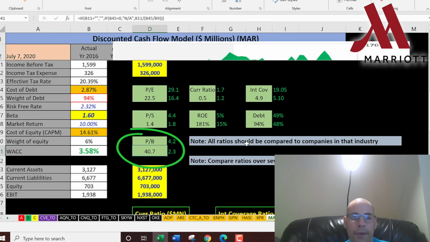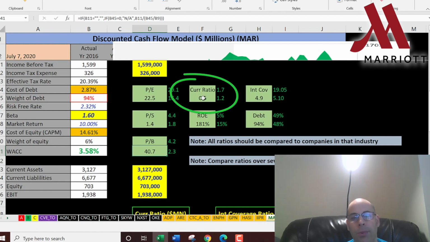It's because they have so much debt on their balance sheet, it makes the price to book look so much worse. Current ratio 0.5, so they can't cover their current liabilities, and they already have a lot of debt. So I don't know what they're going to do because they're already pretty leveraged.